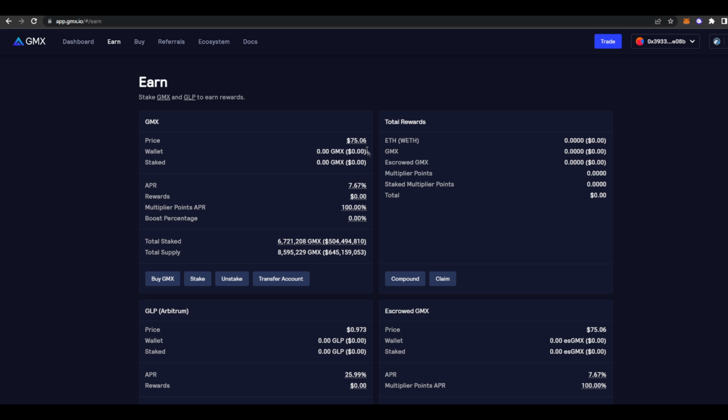So if you are going to stake your GMX, you have to be in it for the long haul. I know a lot of other places will give like maybe a 15-day lockup or a 30-day lockup, but GMX, they want to incentivize people being here for the long haul. So they do a 365-day lockup.